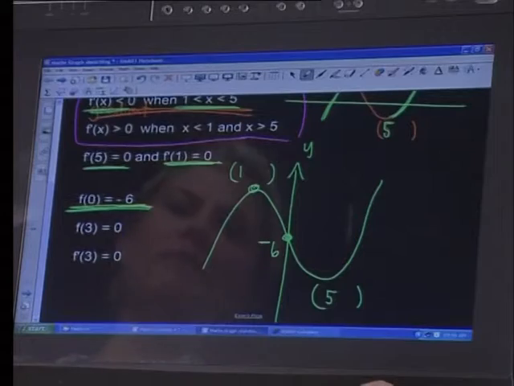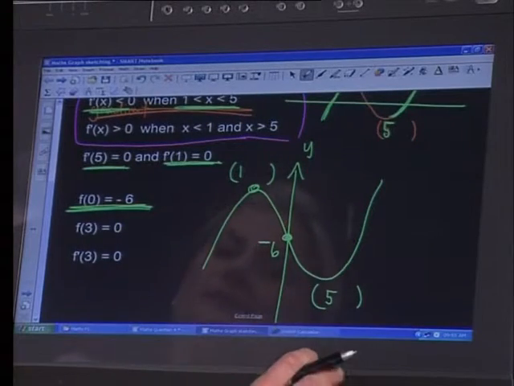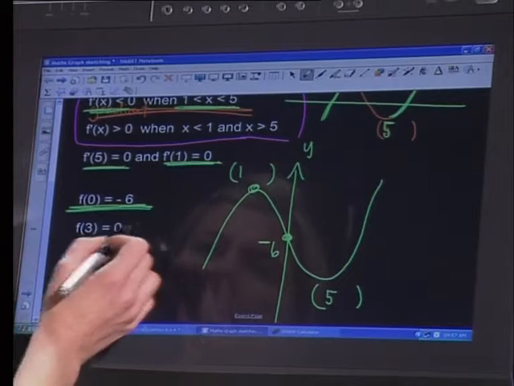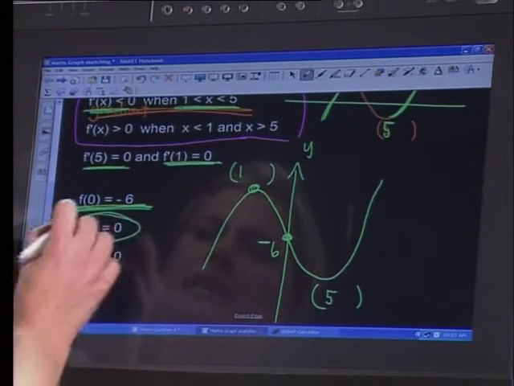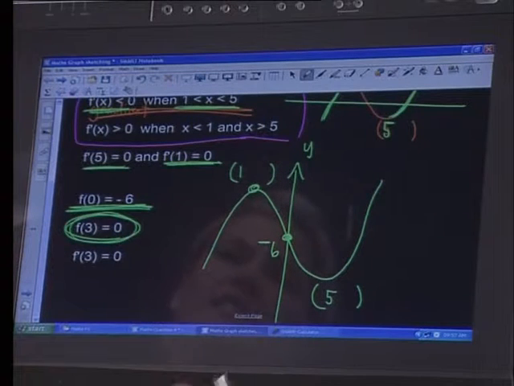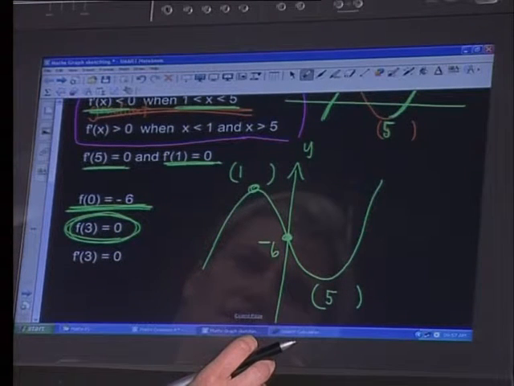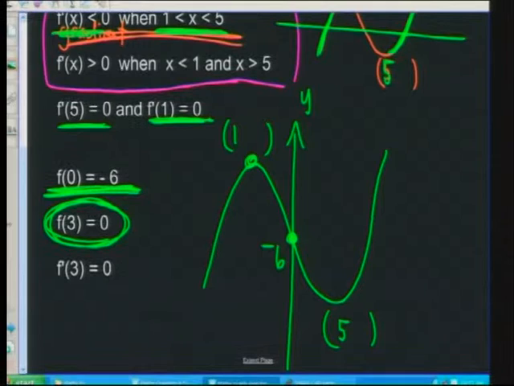Okay, so are you happy with, now we've got the y-intercept. Now, we are also told the following, that f of 3 is equal to 0. Now, what does that mean? F of 3 is equal to 0, which means my x minus 3 is a factor, or I've got an x-intercept, right? So, look, you'll just put an x-intercept there, 3.